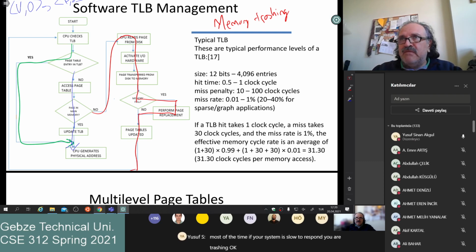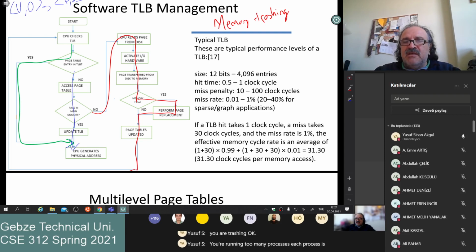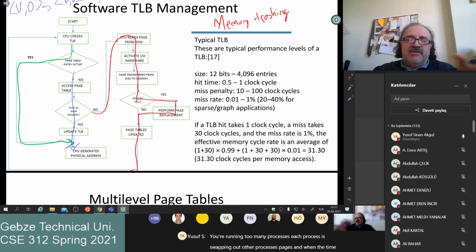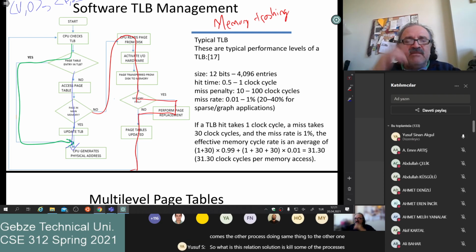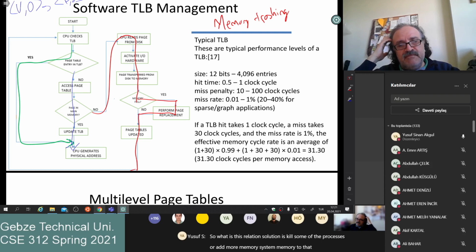You are running too many processes. Each process is swapping out the other processes' pages, and when the time comes, the other process is doing the same thing to the other one. So what is the solution? The solution is to kill some of the processes or add more system memory to the computer. Any questions?